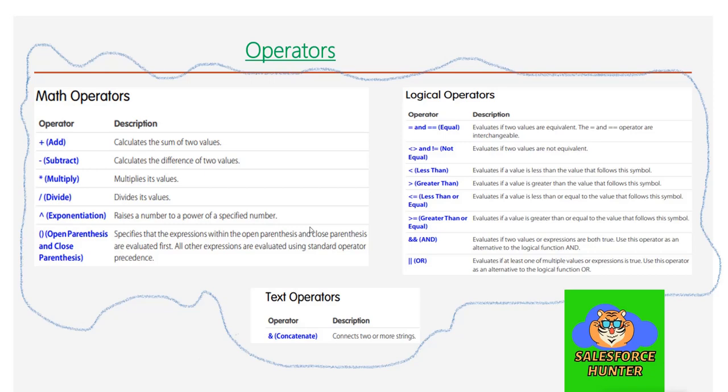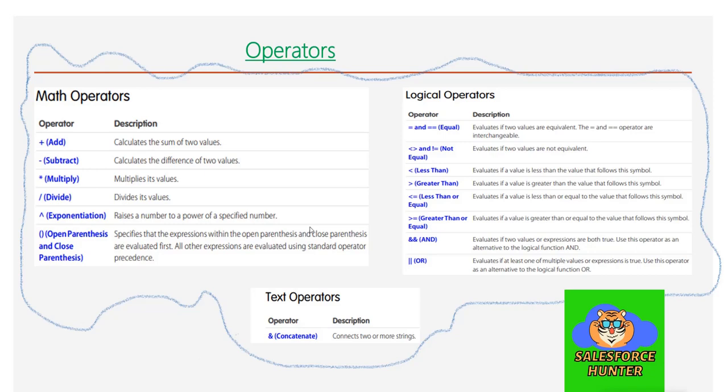Then there are open parenthesis and close parenthesis. They specify that the expression within the open and close parenthesis is evaluated first. All other expressions are evaluated using the standard operator precedence rule. Basically, you know what the standard operator precedence rule is. If not, let me tell you. First, you solve all the values which are available in a bracket. Then, if there are two numbers having an exponential sign between them, you solve them first. After that, if you find any numbers having a divide sign between them, then you divide them. And if there are numbers having a multiply sign, then you multiply them. Add and subtract have the same precedence. This is how you decide which thing you need to operate first. That is what the precedence here is.